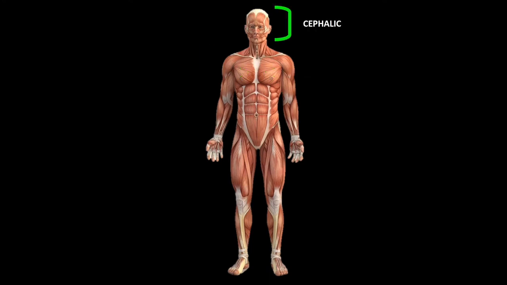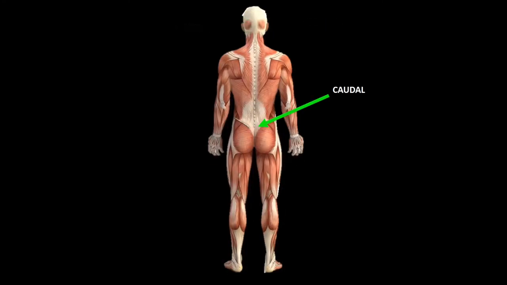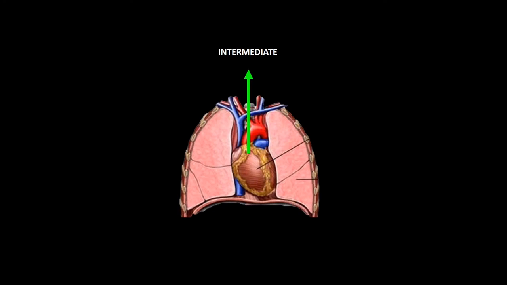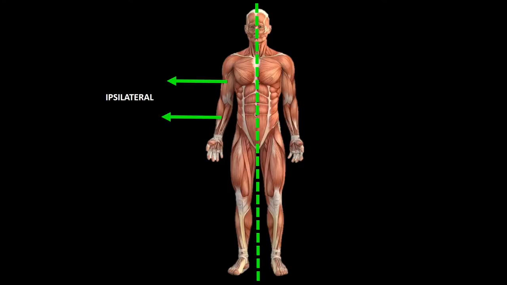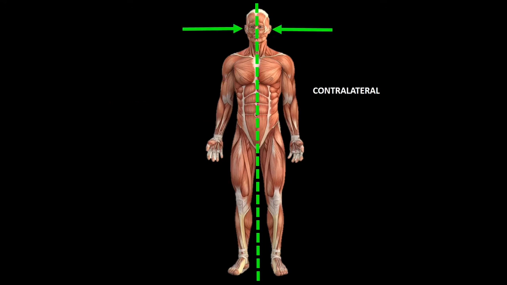Next, cephalic refers to the head, while rostral refers to the forehead or nose, and caudal refers to the coccyx. Intermediate means between 2 structures, such as the heart is intermediate between the 2 lungs. Ipsilateral means situated on the same side of the body, such as the right arm is ipsilateral to the right forearm. Lastly, contralateral means situated on the opposite side of the body. As an example, the right ear is contralateral to the left ear.